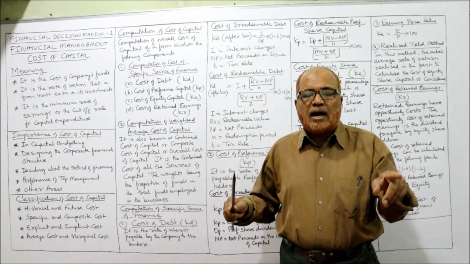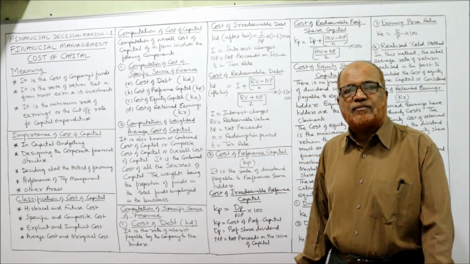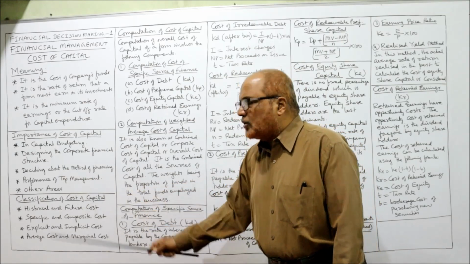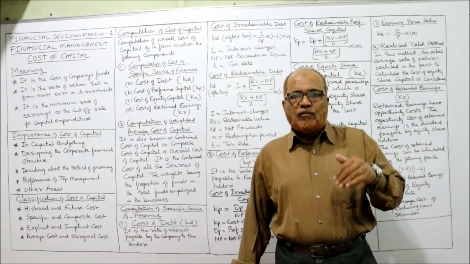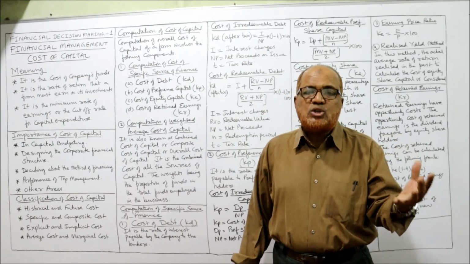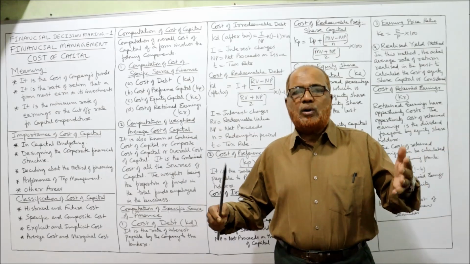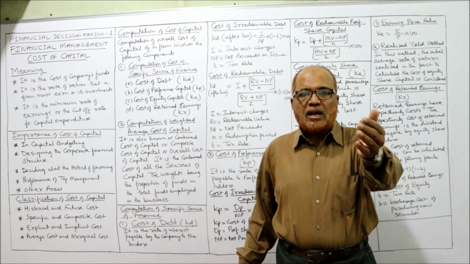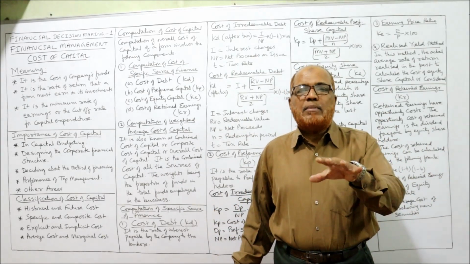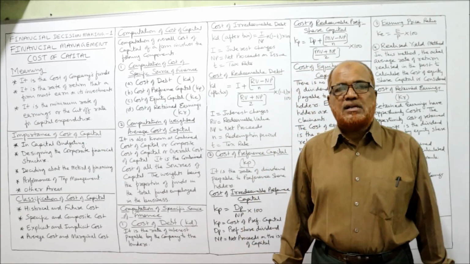So in making an adequate, appropriate capital structure, we must know the cost of capital. Next, deciding about the method of financing. If new funds are required, then the company has to decide from where we should raise the funds. Should we raise the funds through debenture or equity or preference? So in raising the new fund, the company must ascertain what is the cost of capital at present.